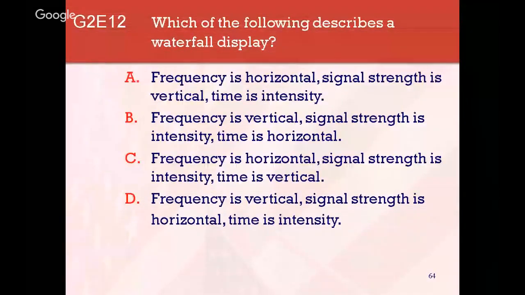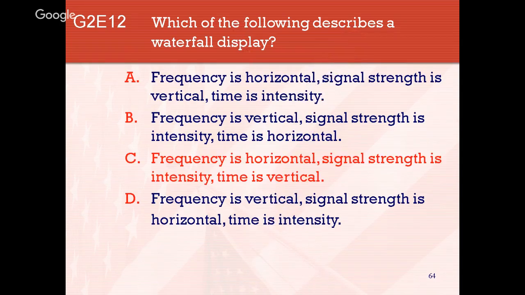Which of the following describes a waterfall display? If you remember what the waterfall display looks like, you know that across the line, there's a horizontal line which shows the frequency. Then you also have the signal strength as far as intensity, and that's usually done by the color that you see on the waterfall display, and the time is vertical. And so as that signal is received, that waterfall display scrolls up.